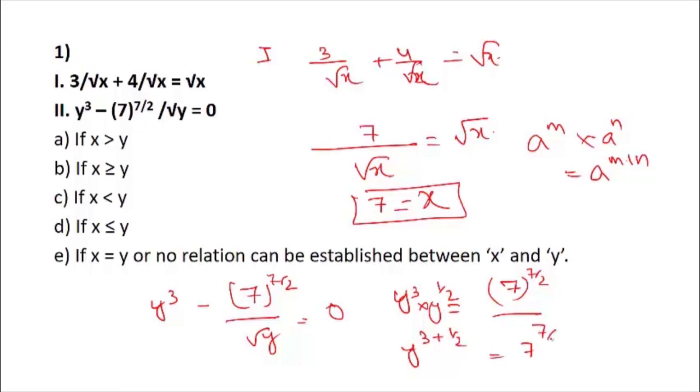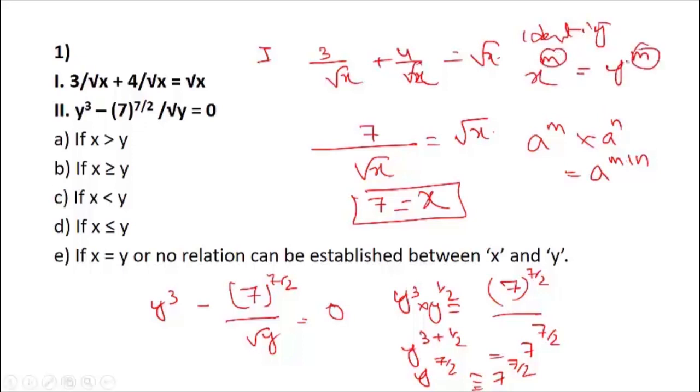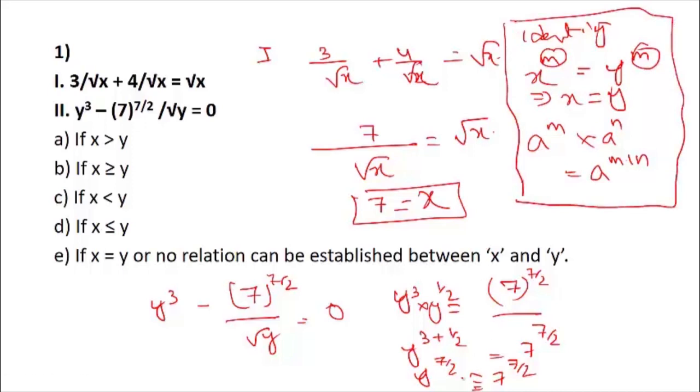This is 7 to the power 7 by 2. So you can write it here as 3 into 3 is 6, 7 by 2 is equivalent to 7 to the power 7 by 2. And if you know this identity which I am teaching you, x to the power m is equivalent to y to the power m. Suppose if the power is the same, then you can conclude from here that x is equivalent to y. These identities must be known to you. So you can say here that these powers are the same, so y is equivalent to 7. So both are equal. Where is your option here? If x is equivalent to y, that is E.